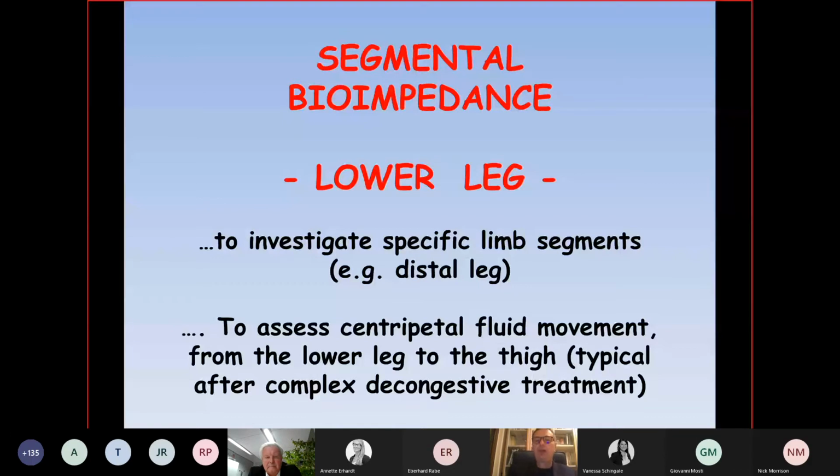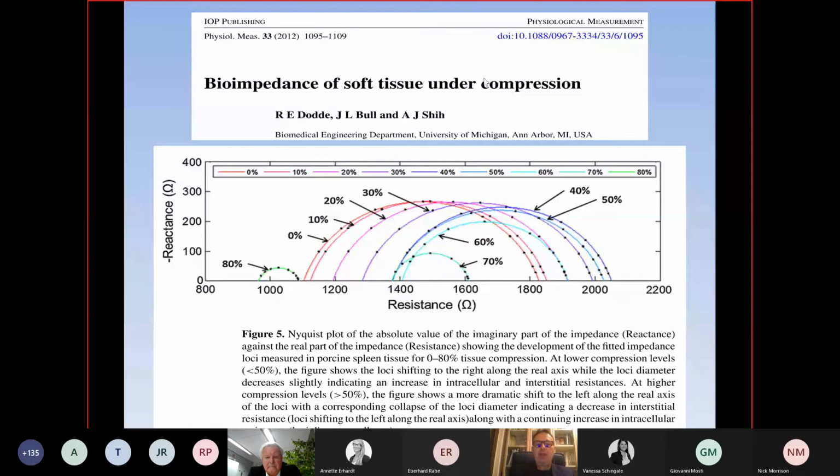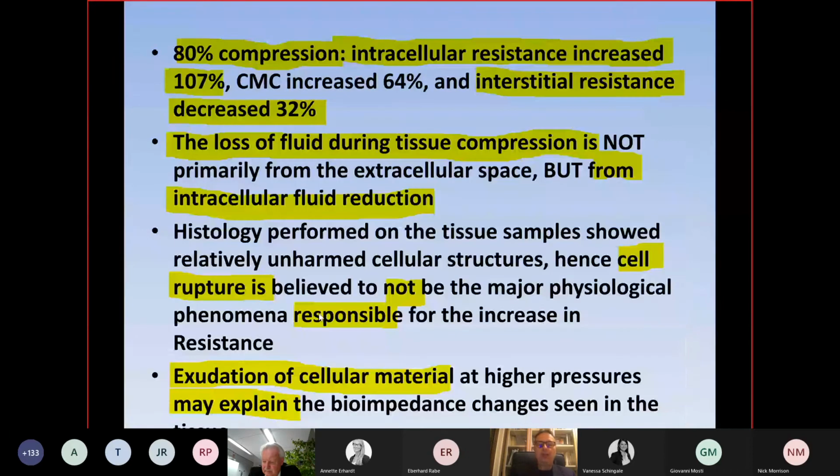Now let's go to the literature about compression and bioimpedance. This is an interesting article which was focusing on a pig spleen, so it was made on the animal, and they were able to demonstrate that when you exert very high compression, which means 80% compared to the basal value, you can get worse outcomes in terms of resistance and reactance. So again, it's a matter of dose. Too high compression can give you worse outcomes in terms of resistance and reactance, which was not the case with the classical compression, let's say 30 or 40% of the basal value.